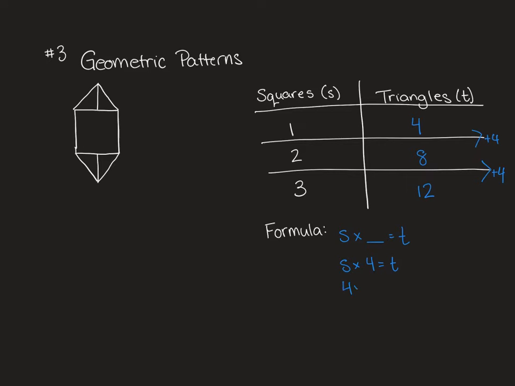If you write it the opposite direction, 4 times S equals T, that is the same thing. They are both correct answers. Because of the commutative property of multiplication, it doesn't matter which number we put first. It's only subtraction and division where order matters.